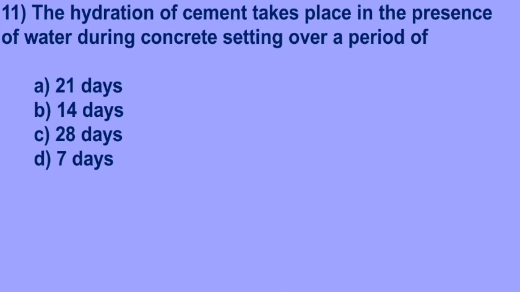The hydration of cement takes place in the presence of water during concrete setting over a period of option A 21 days, option B 14 days, option C 28 days, and option D 7 days. And we know that the hydration of cement takes place in the presence of water during concrete setting over a period of 28 days. Option C is the answer.